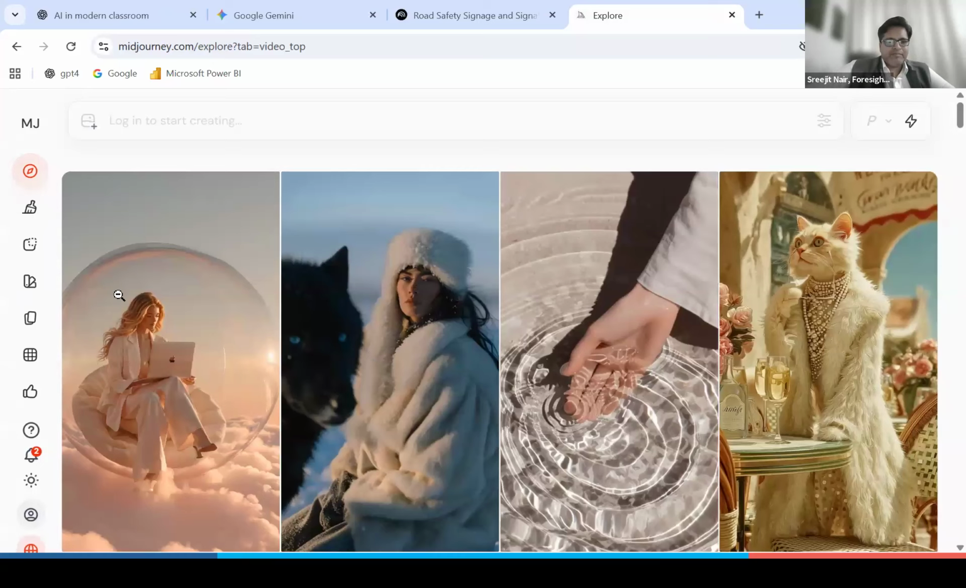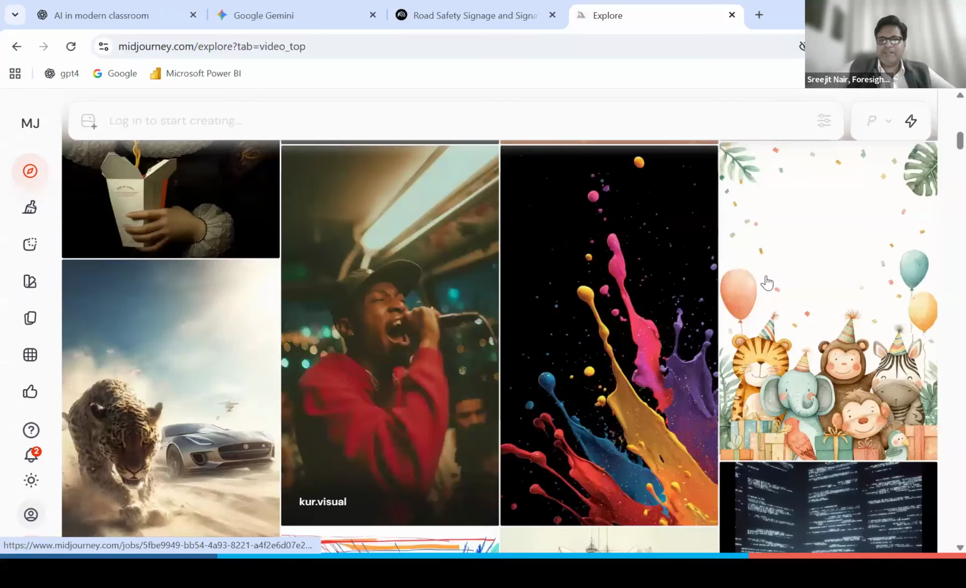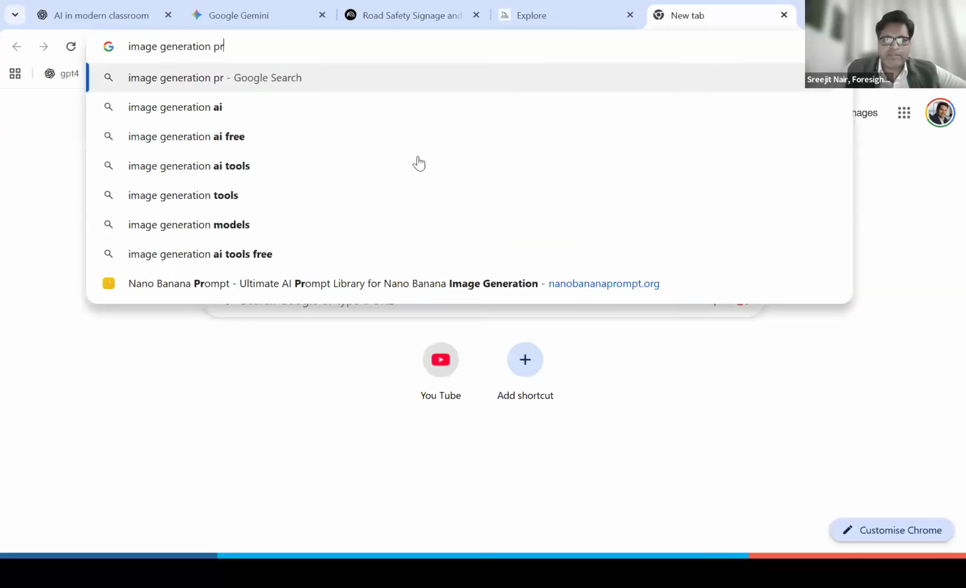The good thing about Midjourney, and why I like you to refer to it, is that you can always go to a video or a picture, and it will show what particular prompt has been used to come up with this video or visual. So that is always image generation prompts. You can just Google. There are a lot of prompts. You can just say Nano Banana prompts, being specific.